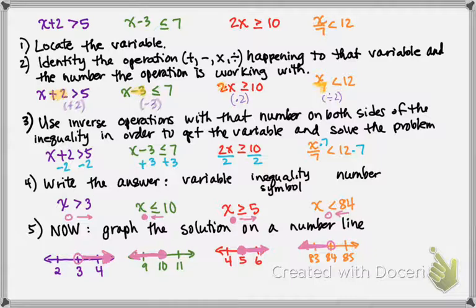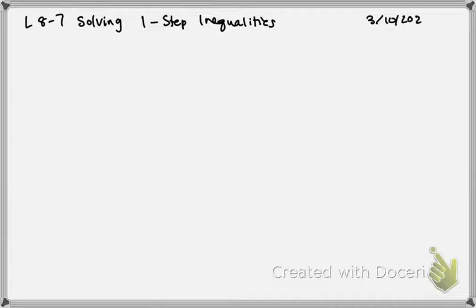Okay? All right, so we just have a couple more examples where we're going to put the problems all together. So this is now the official page 2. So let's go ahead and retitle: lesson 8-7, solving one-step inequalities. Okay, so the directions say solve, then graph the solution.